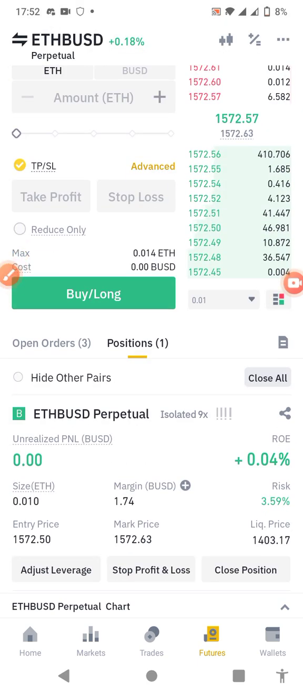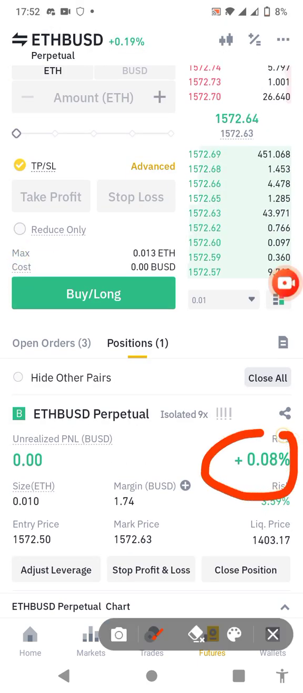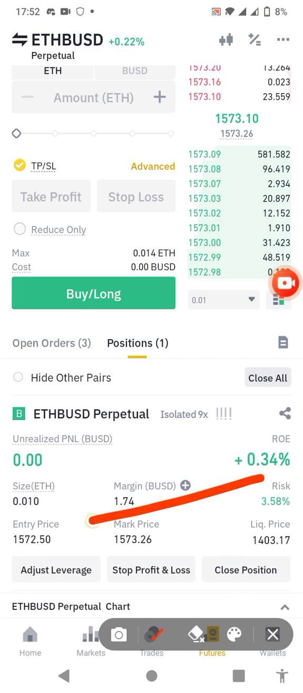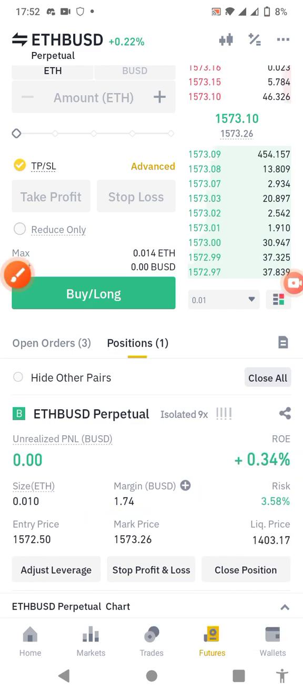You can see now I'm gaining money at the moment. You can see that this is 0 plus 0.08. If I'm losing money too, you can see it now. You can see, right, plus 0.04. So it will be increasing and decreasing.